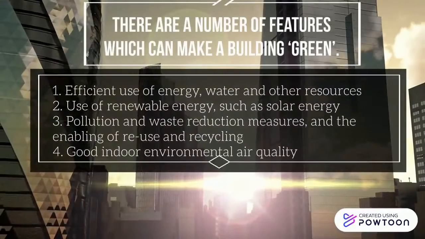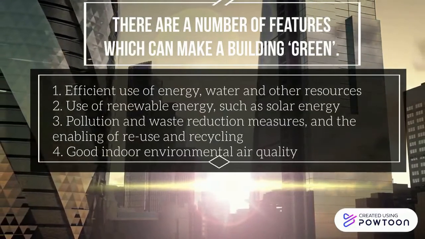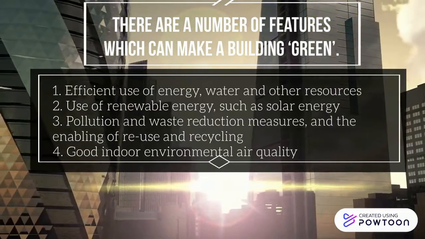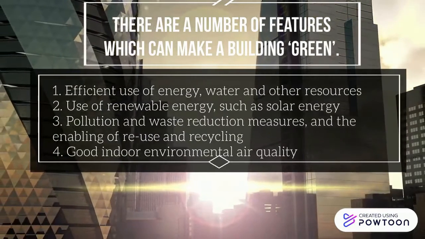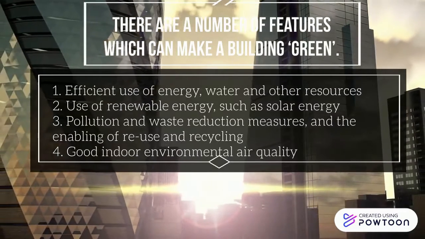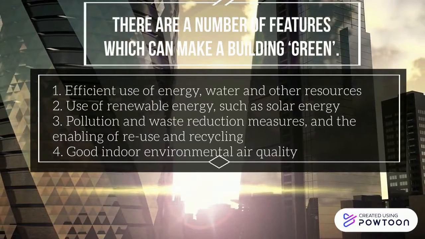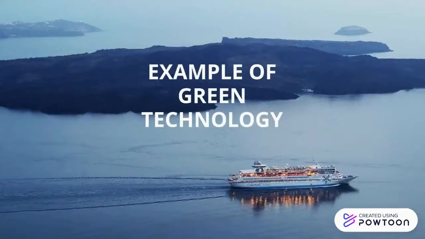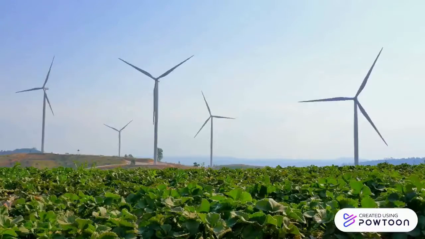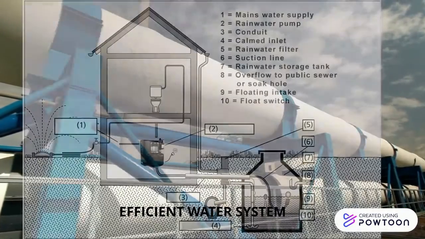There are a number of features which can make a building green. First, efficient use of energy, water, and other resources. Use of renewable energy such as solar energy. Next, pollution and waste reduction measures and the enabling of reuse and recycling. And finally, good indoor environmental air quality. Examples of green technologies are solar panels, wind turbines, and efficient water systems.